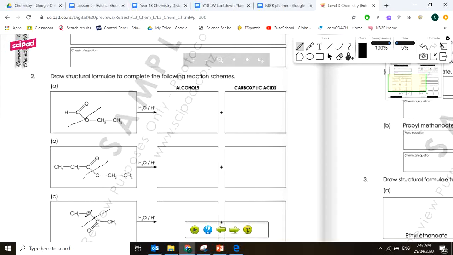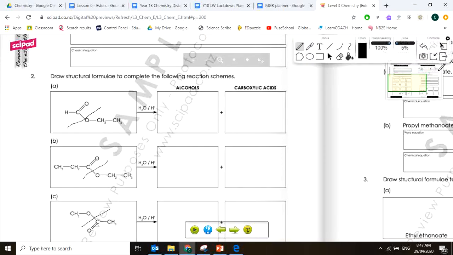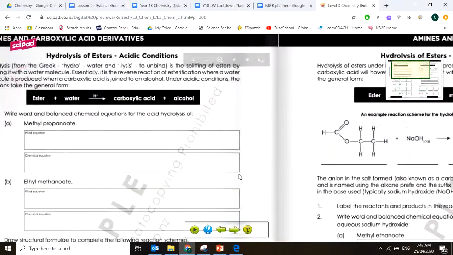So this is our alcohol part. So we've got methanol, and this is our carboxylic acid part, 1, 2 carbons, that is ethanoic acid. Okay, so that is acid splitting. So that is acid hydrolysis.